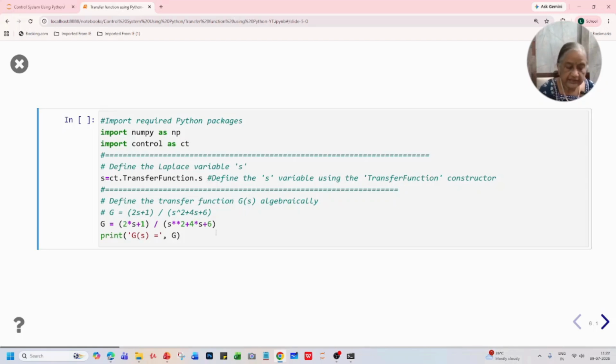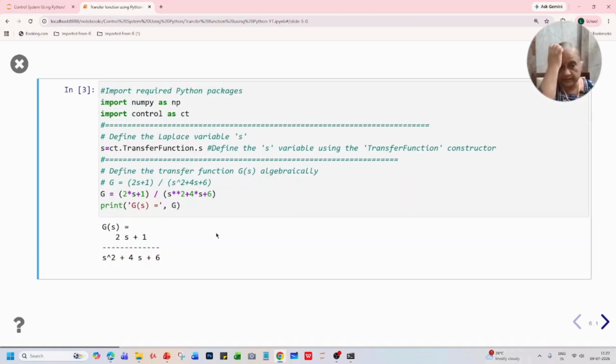Let us see what it does by running this script. So we have g(s) = (2s + 1)/(s² + 4s + 6) as we have given. That is what is required. So this is how we designate s as an algebraic operator and pass the given transfer function as it is, by replacing the multiplication and power with these symbols, and that also constructs the transfer function.